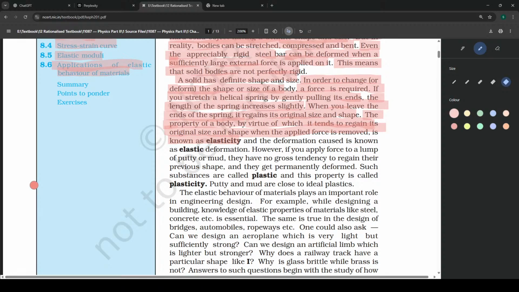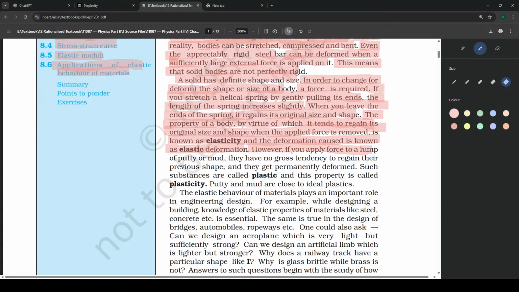Let's read that again. The property of a body, by virtue of which it tends to regain its original size and shape when the applied force is removed, is known as elasticity. It will change its shape once an external force is applied, but when this external force is removed, it will come back to its original shape. This specific property of a few solids is known as elasticity, and the deformation caused, the change in shape and size we see, is known as elastic deformation.